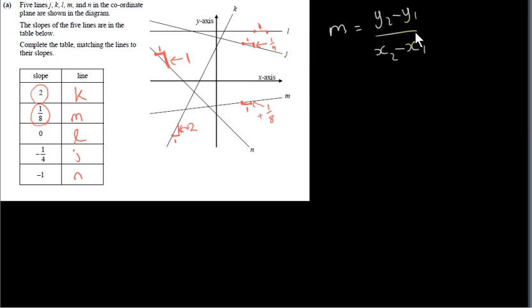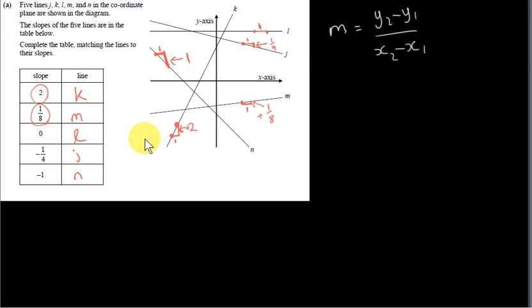You are probably more used to working with this formula here. We can't use this formula here when we're discussing the slopes of these lines because we don't have 2 points on any of these lines. Let's look at line K. Let's suppose we knew the coordinates of this point and this point here. Then if we put those values into this formula here, we would get an answer of 2.